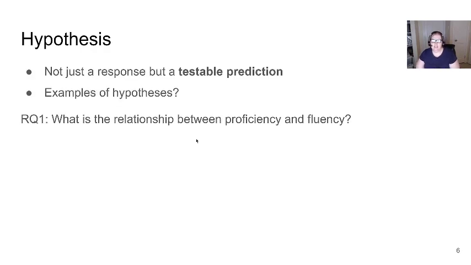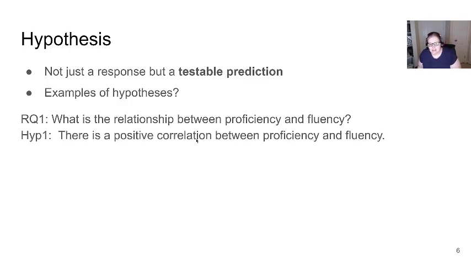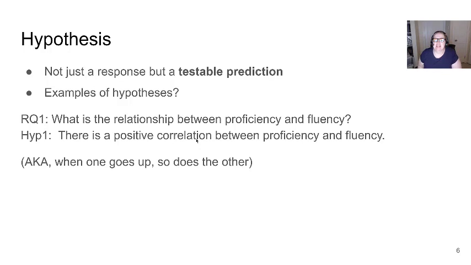for research question 1, such as, what is the relationship between proficiency and fluency? This was the first one that I had that was really vague. And a hypothesis that responds to that goes, I actually could say there is one, or a better hypothesis could be there's a positive correlation between proficiency and fluency, which means, aka, when one of them goes up, so does the other.